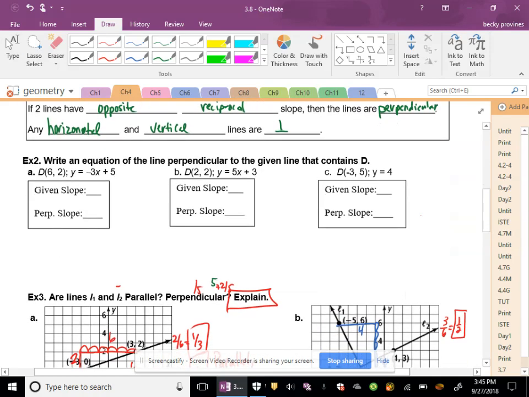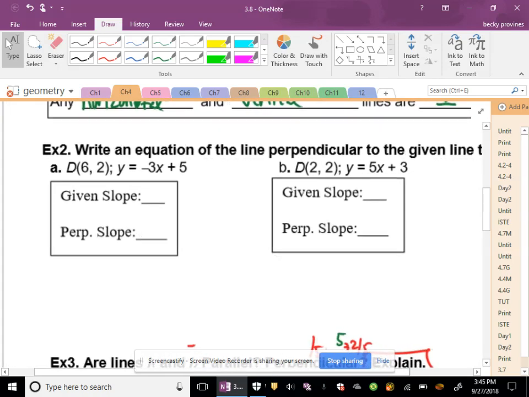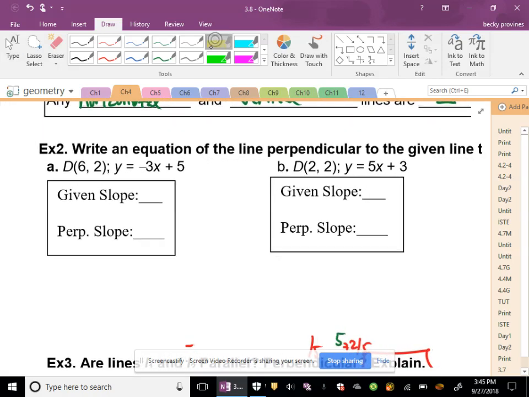So we are going to start very similar to the questions we had up above. I give you a new equation. I give you a new point. But this time, the equation needs to be perpendicular. So what's the slope of the line that they gave you? It's right there. It's -3.